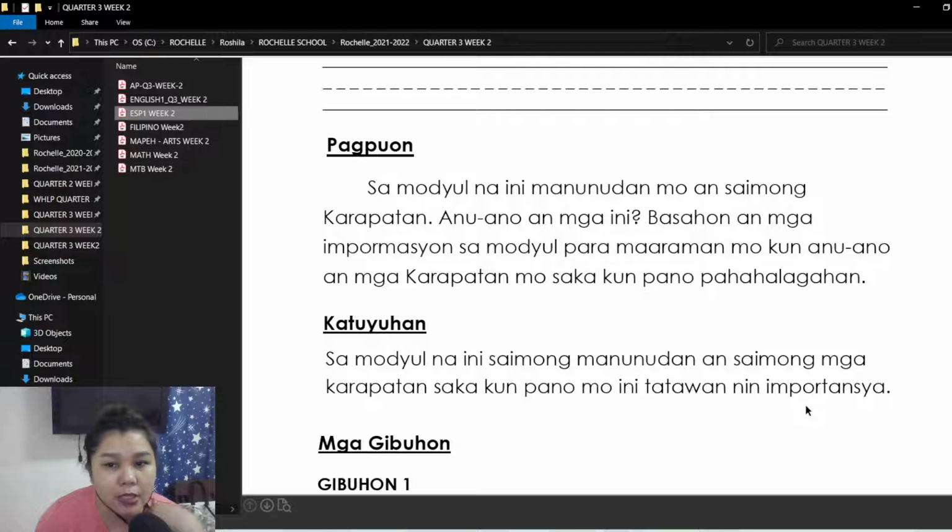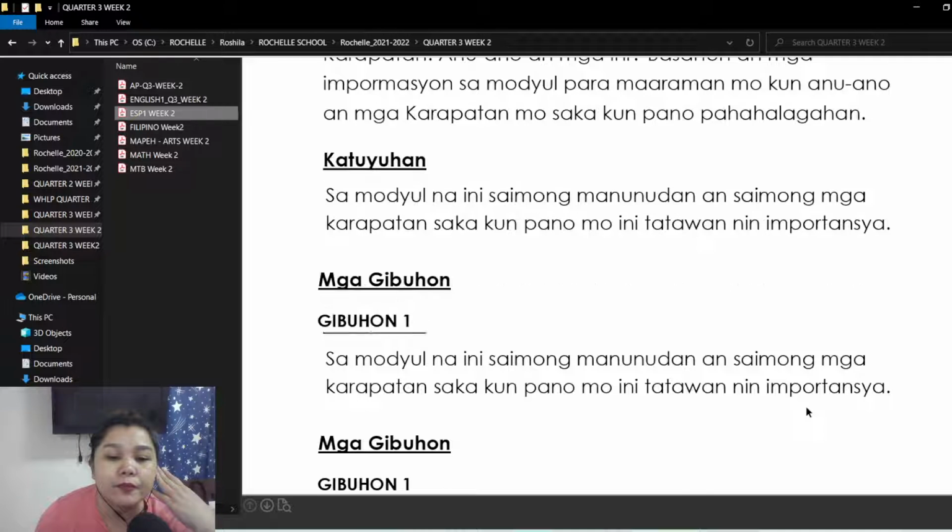So, karapatan is what you have. So, that will provide you with the basic needs.